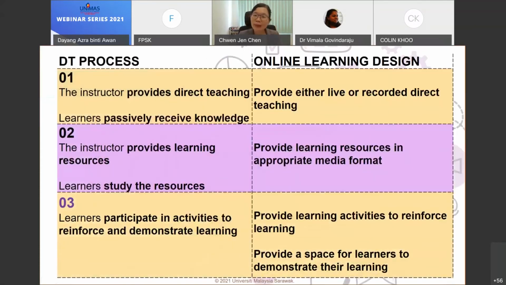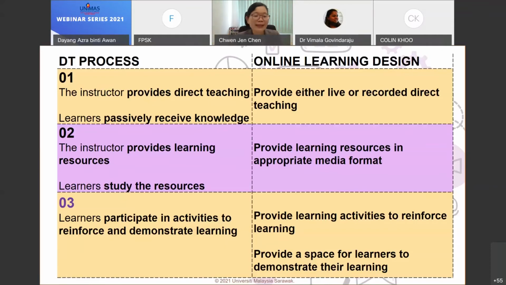So I have to map this. This is the process that I do even in face-to-face, right? That's the process. So now I want to do it for online learning, so I have to map it. To provide direct teaching, fine. In my online learning design, I can provide either live or maybe recorded direct teaching, all right? I can do that. To provide learning resources, in my online learning I will provide various learning resources in appropriate media format.